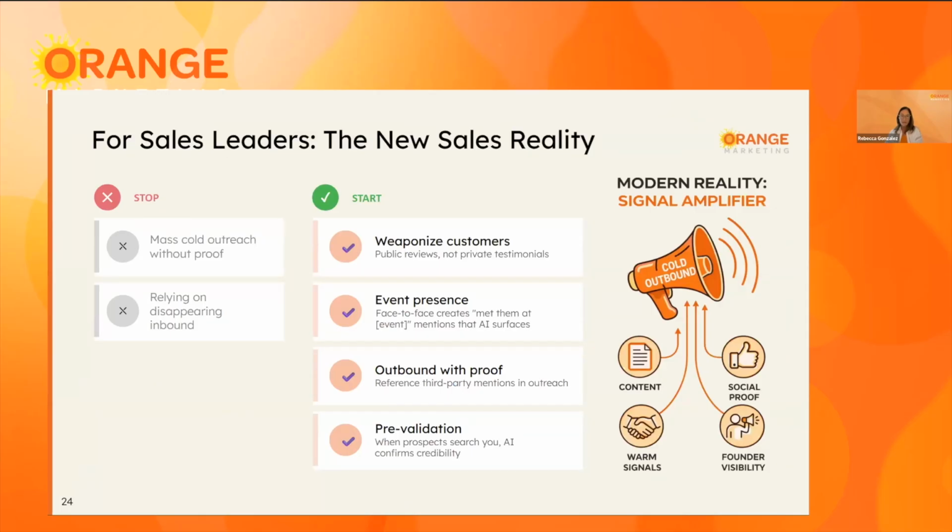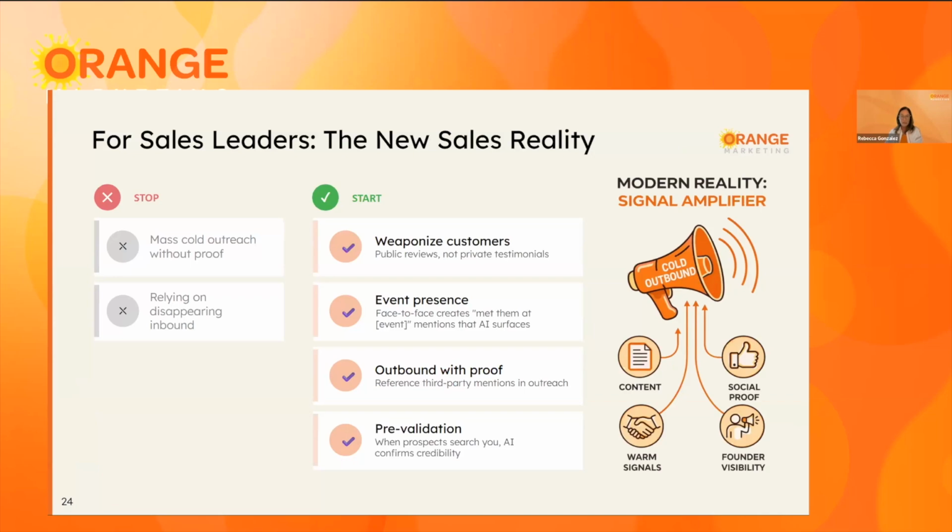So you have to weaponize your customers. You want them giving public reviews, not private testimonials. You want to have an event presence. You just don't want to wander around trade shows. If you've got a booth, you need to be speaking. You need to have something important happen so that the AI can surface you.